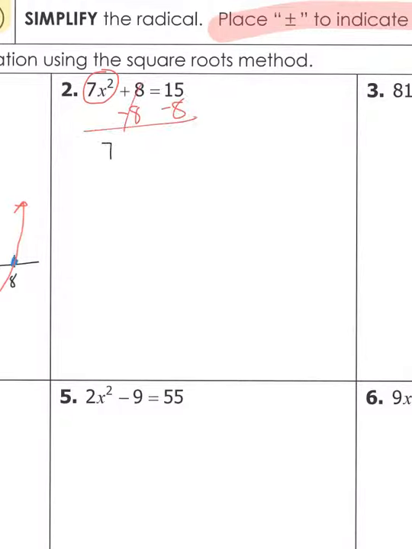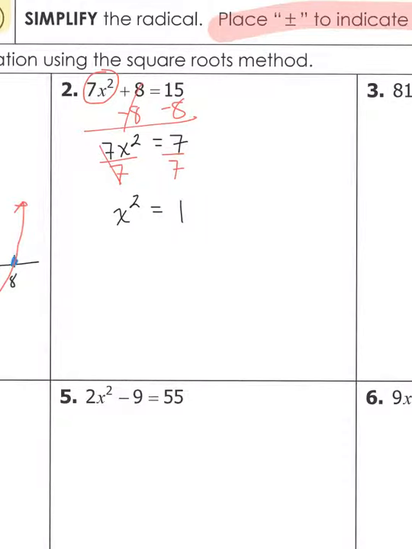And I get 7x squared is equal to 7. Then I need to get the x squared completely by itself, so I'm going to divide by 7. And I get x squared is equal to 1. Remember, there are 2 answers that when squared will give me 1.